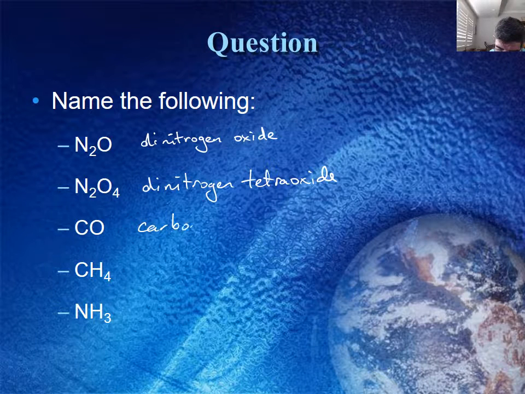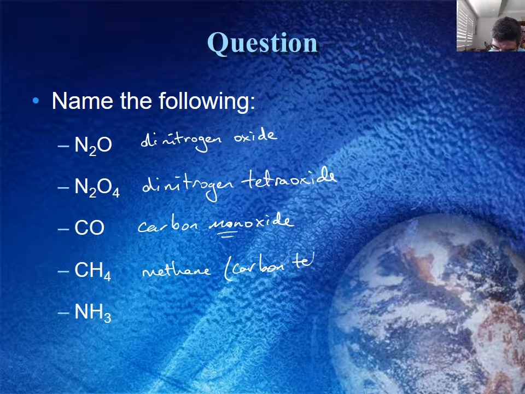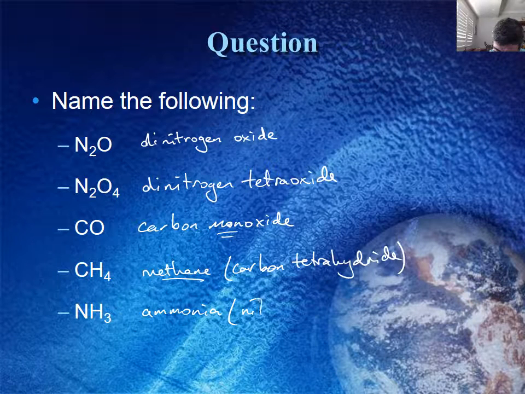This one is carbon monoxide, and I guess one of the most common compounds of carbon and oxygen is carbon dioxide, so the monoxide is actually used in this case. This one is methane, which you could call carbon tetrahydride, 4 hydrogens, but methane is the common name, and likewise this one is known as ammonia, but could be regarded as nitrogen trihydride. I hope you did okay.